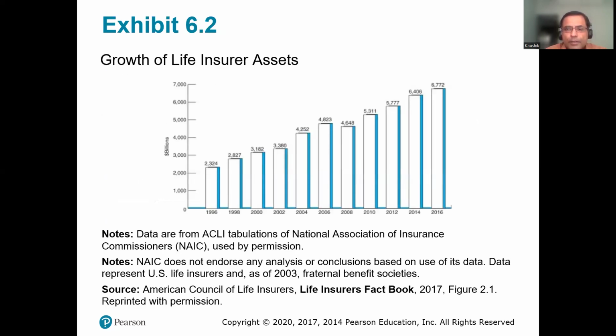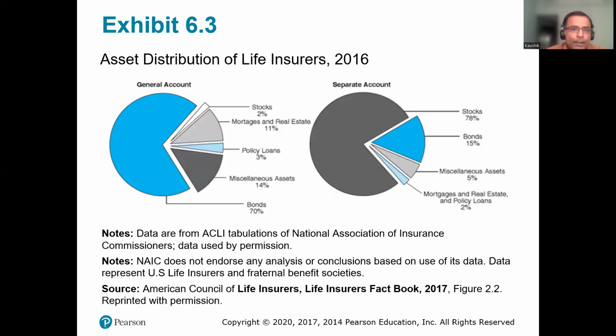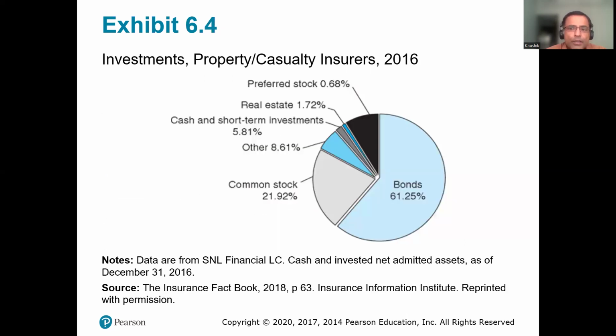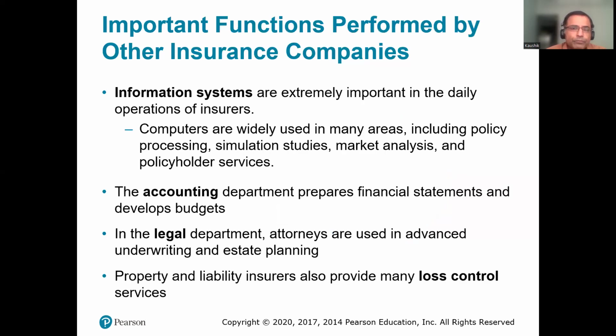This is a graph of the trends in life insurance assets over time. This is the distribution of life insurance assets across different financial instruments. Similarly, the distribution of assets across different financial investments. This is for property or casualty insurance.